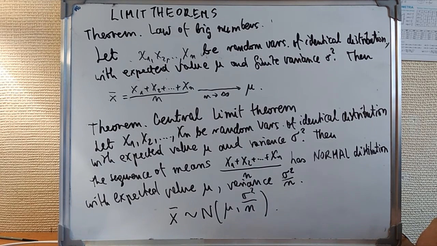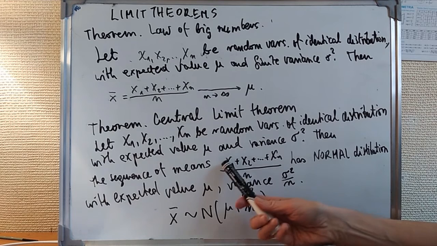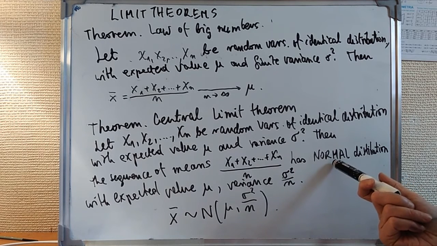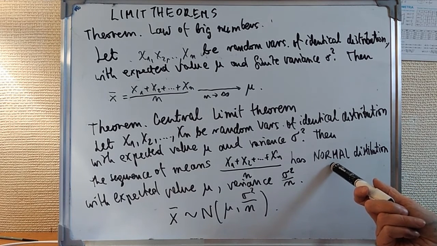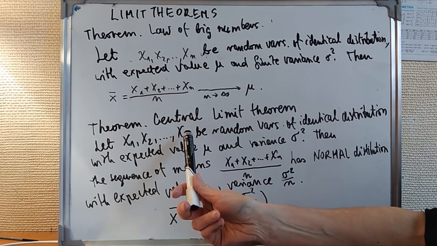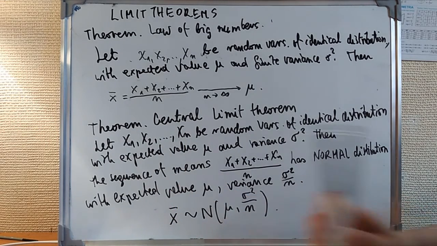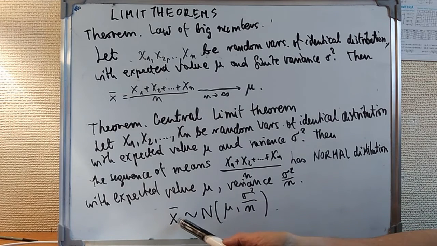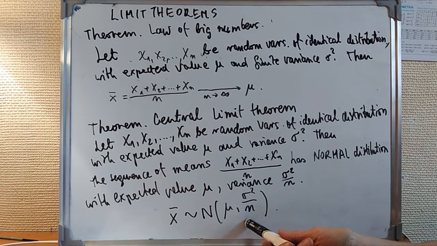And the second theorem is the central limit theorem. Let X1, X2, Xn be random variables of identical distribution with expected value mu and variance sigma squared. Then the sequence of means, X1 plus X2 plus Xn divided by n, has normal distribution. Let's observe that the word normal appears only here. It wasn't assumed in the distribution of X1, X2, Xn. That could be any distribution. Okay, so it has normal distribution with expected value mu and variance sigma squared by n. And in symbols, we write it like this.